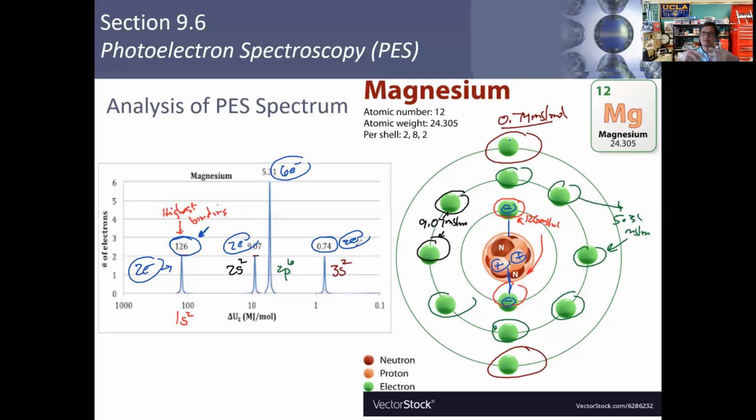So the peak size represents the number of electrons. The peak location represents the location of electrons, and that's what you have to be able to do in order to read the spectrum here.